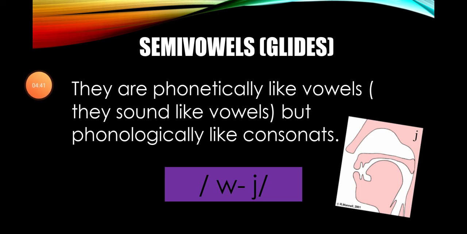And finally, we have semivowels or glides. They are phonetically like vowels because they sound like vowels, but phonologically they are like consonants. In this case, we consider they're consonants, but they sound like vowels. We have y and w. For example, well, or in the case of yellow.